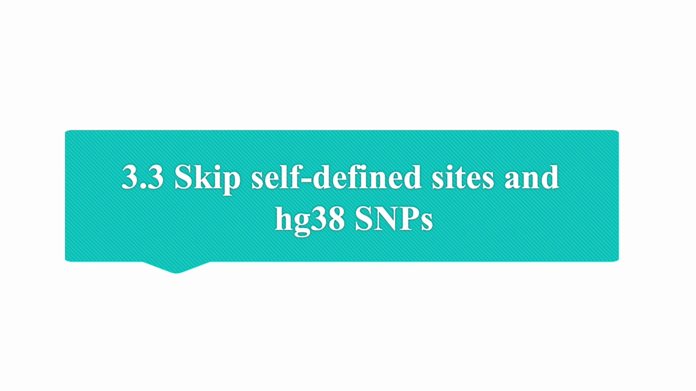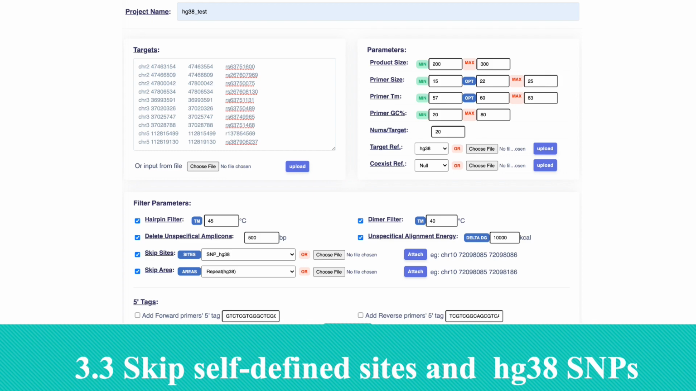Skip self-defined sites and HG38 SNPs. There are sites, SNPs and other small variances researchers need to skip for primer design. In this system, human SNPs are stored previously. If you want to skip sites for your own purpose, you can use this function. You can choose whether to involve system human SNPs.